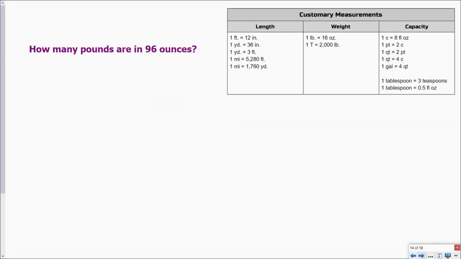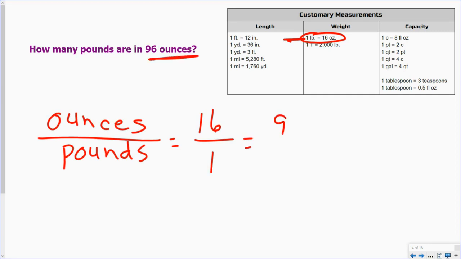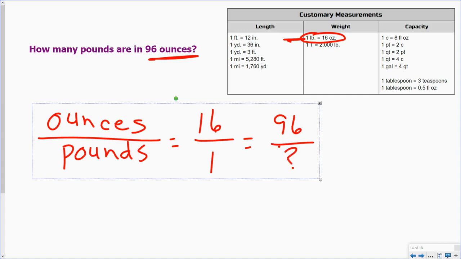This one says, how many pounds are in 96 ounces? Well, when I look here, here's my pounds and ounces. So again, I'm going to compare my ounces to my pounds. And I know that according to this, 16 ounces is 1 pound. And I know that I have 96 ounces, and I'm trying to figure out how many pounds that is.